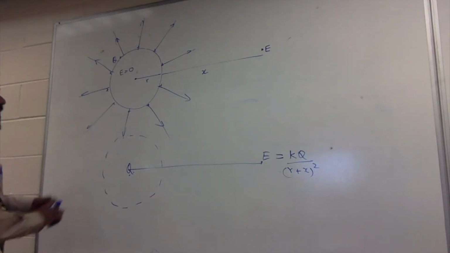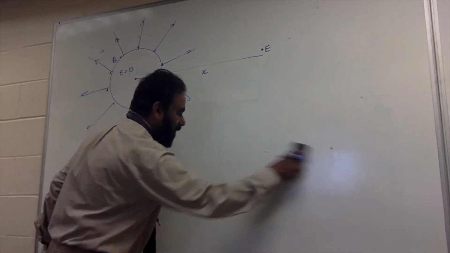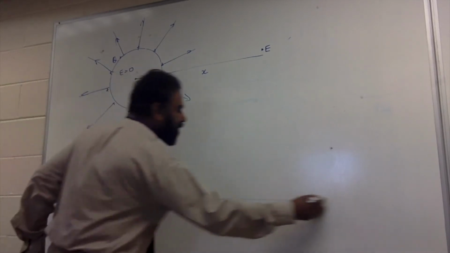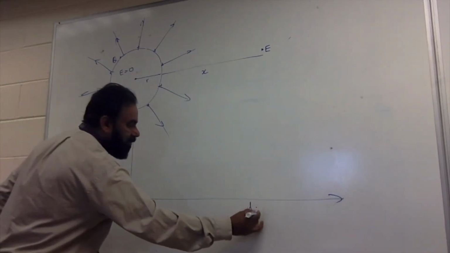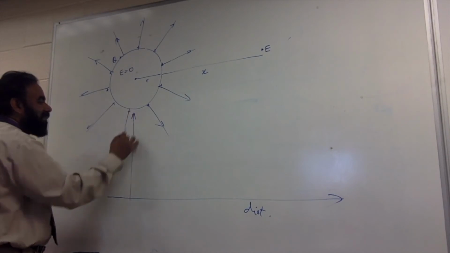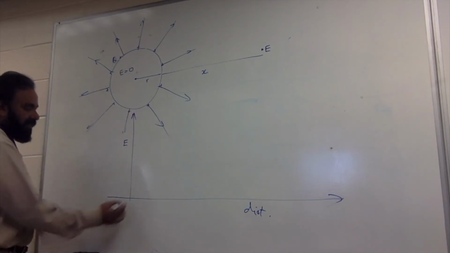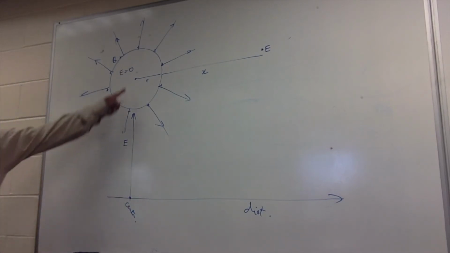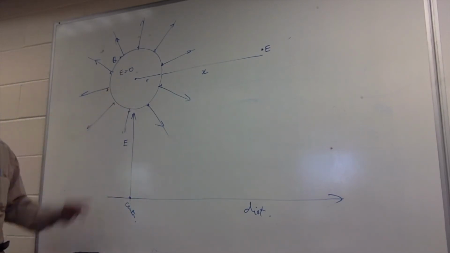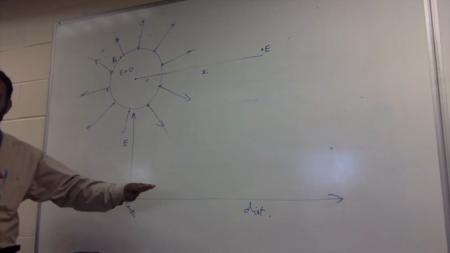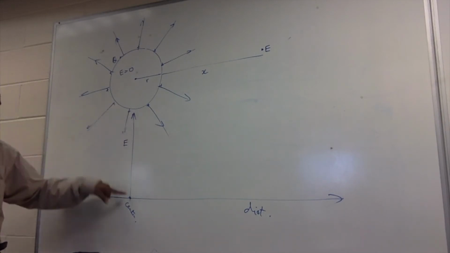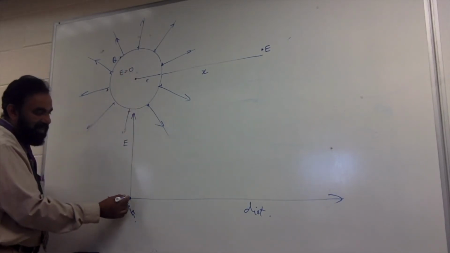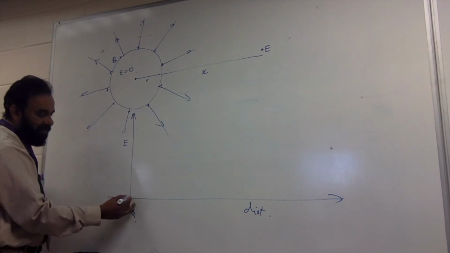Now let me draw this in a graphical manner. This is distance. This is the electric field. And this is the center. How is the variation of electric field with distance, starting from the center? It decreases. What is the electric field here, right in the middle? Oh, nothing. What about here? Zero. So it's going to follow this.